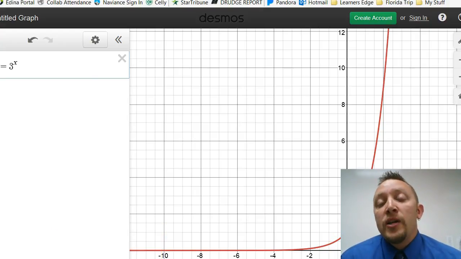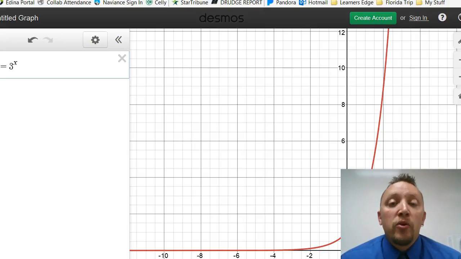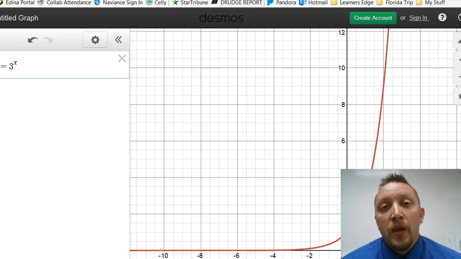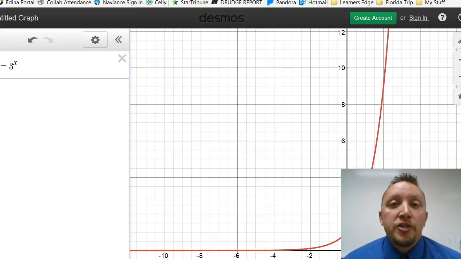Now, what you should have noticed is, just like a parabola, this graph goes infinitely in both directions. So think about what that means for the domain. Hopefully you came up with it in your group, understanding that the domain is going to be the same as a parabola. It goes from negative infinity to positive infinity. But let's look at the range.